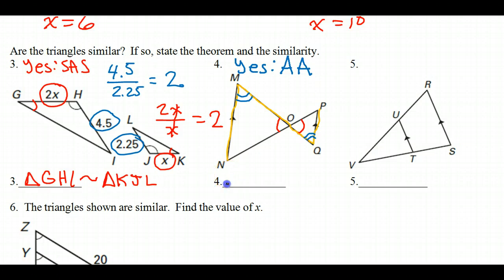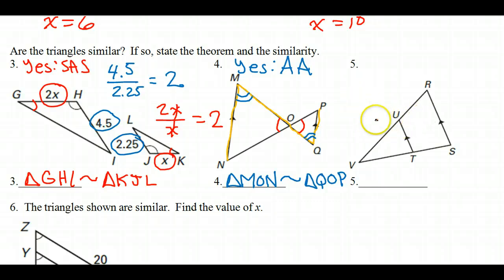So it's time to state the similarity. So I'm going to say triangle MON, for example. You really can start this off any way you want. Similar to. Now we have to be very careful with the next part though. M corresponds to angle Q, so I have to say Q next. Of course, O corresponds to itself, and that leaves angle P. So triangle QOP.